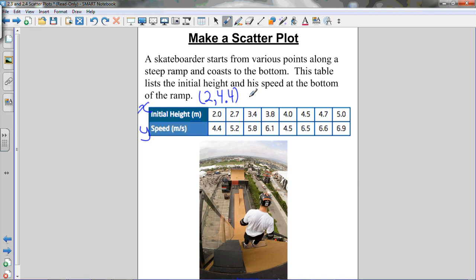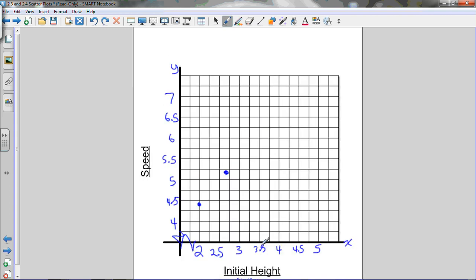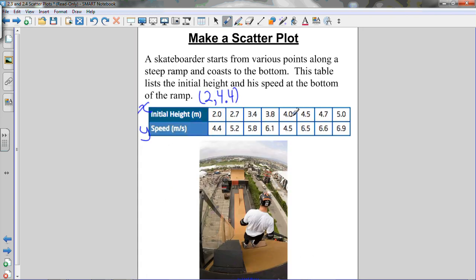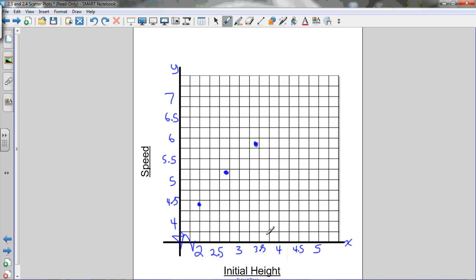Next point. At initial height of 3.4, his speed was 5.8. So at 3.4, about here, his speed was 5.8, which is about here. There's that point. At an initial height of 3.8, his speed was 6.1. So 3.8 is about here. His speed was 6.1. That's about here.